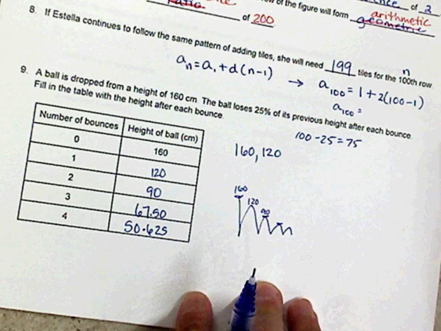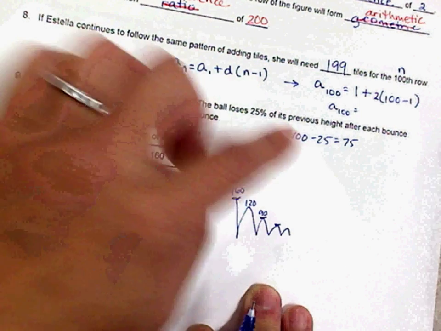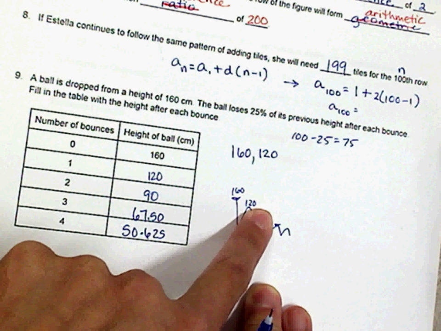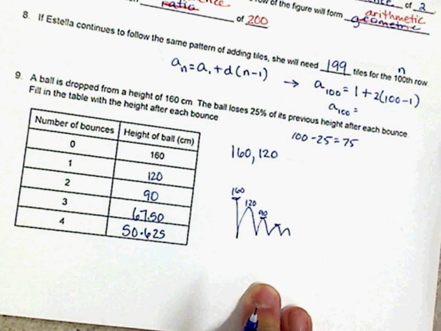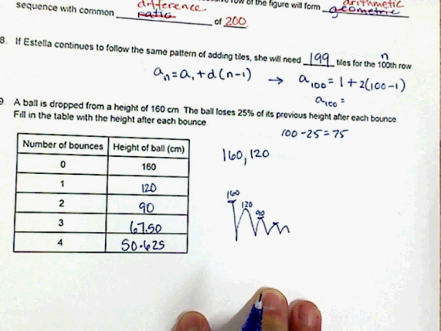I'm going to wait just a little. You guys understand where I'm getting 160, 120, and 90 from? Okay? A percent is always 1 or 100%. Good? You guys good? Okay, let's go to the next page. Here we go.